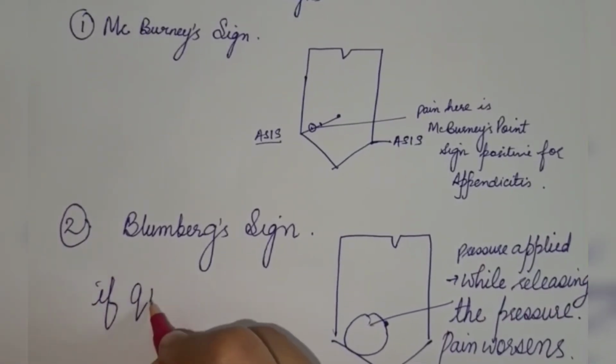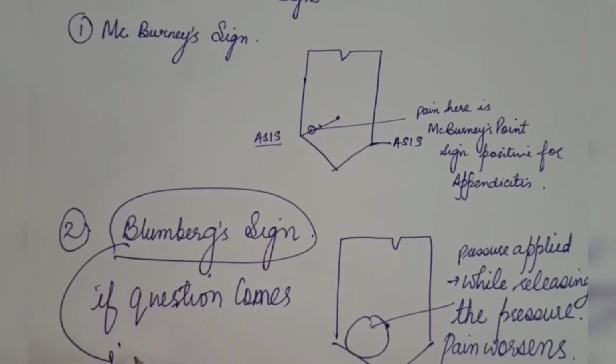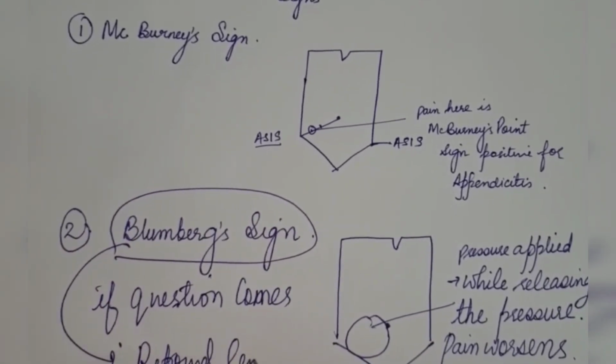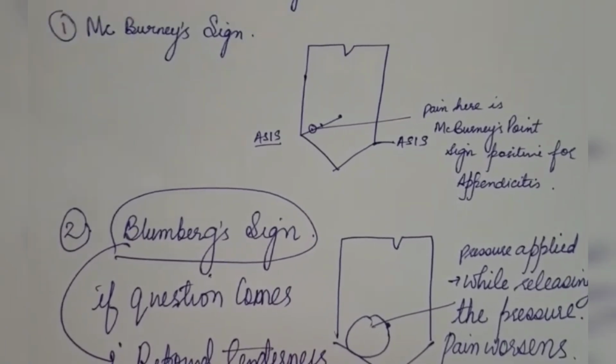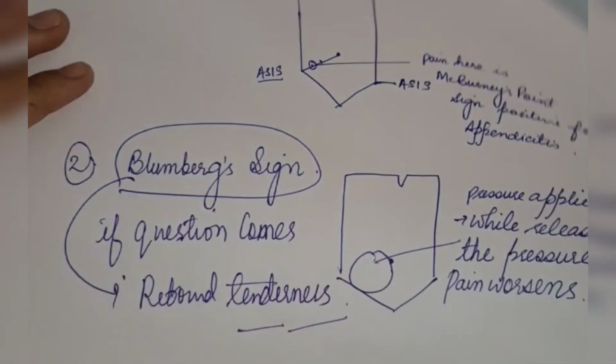Now coming to Blumberg sign again, if the question comes to you that what is the rebound tenderness, rebound tenderness is the Blumberg sign, because while releasing there is immense amount of pain.